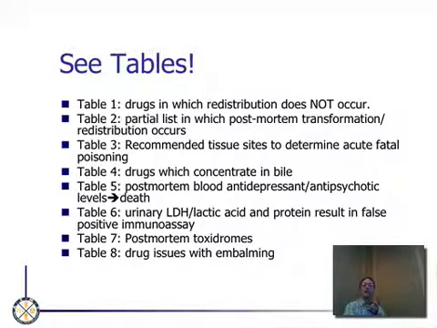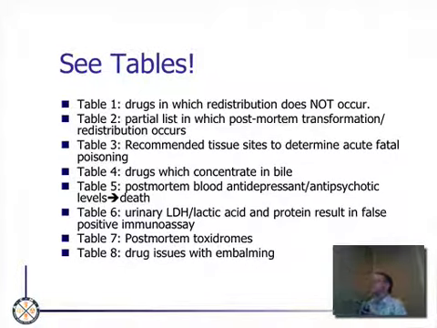Table 3 is recommended tissue sites to determine acute fatal poisoning, because based on the matrix of what you're measuring, it may give you the most favorable sample, comparable to a clinical sample, that would help predict cause of death potentially. Table 4 is the drugs with concentrated bile. Table 5 is post-mortem blood antidepressant and antipsychotic levels that have proven causes of death at those levels. Table 6 shows examples where urinary LDH, lactic acid, or protein may result in a false positive immunoassay.